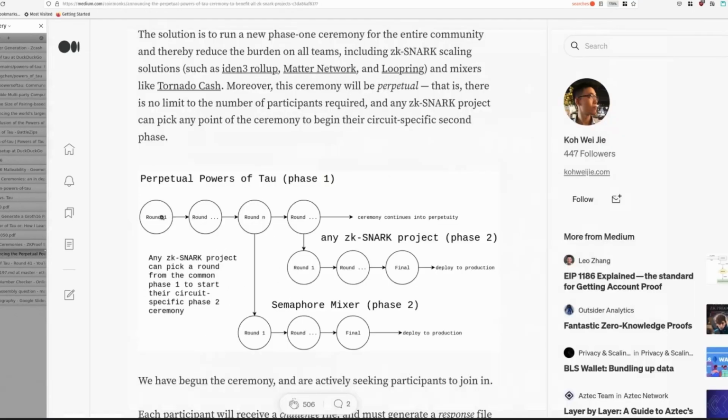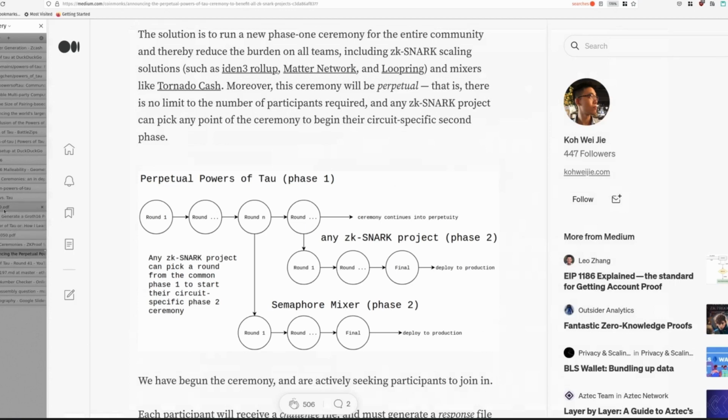It's kind of like a chain. Each individual actor can add on top of this chain whatever they want, and then when you want to create your common reference string for your ZK snark, you can branch off at any point in the chain and do the second part, which is round 2 in the paper and phase 2 in this article.